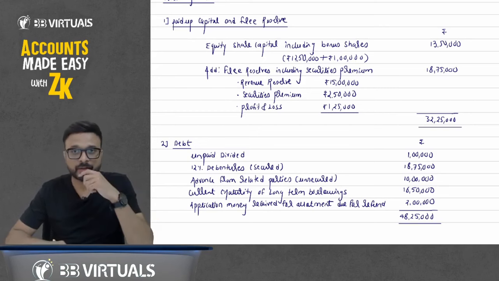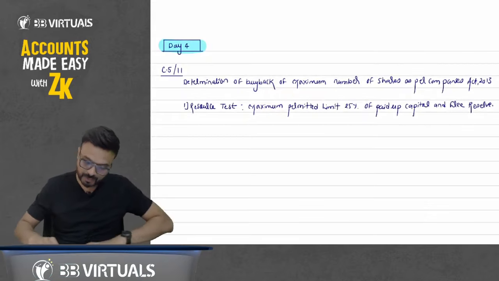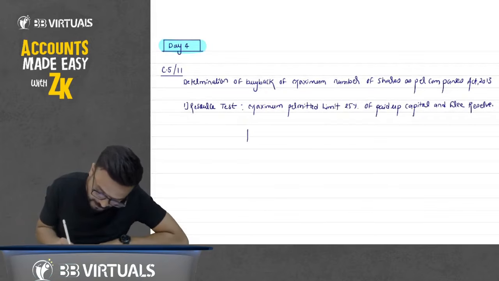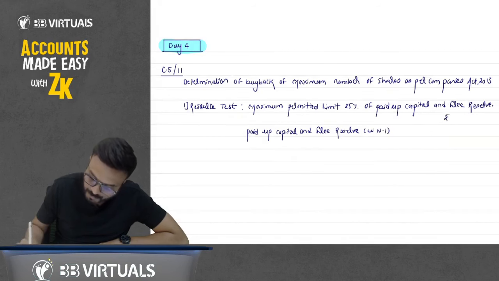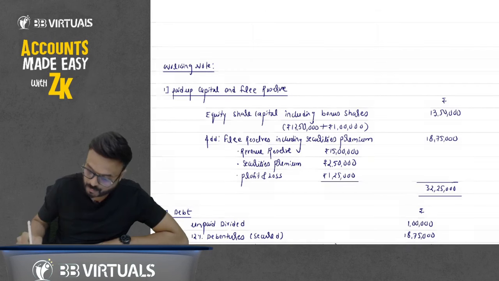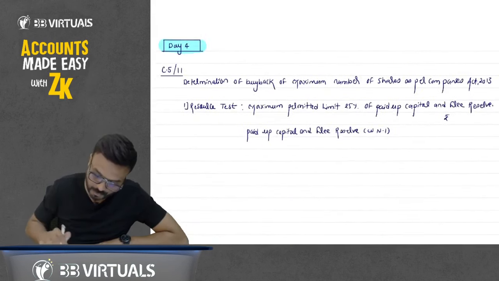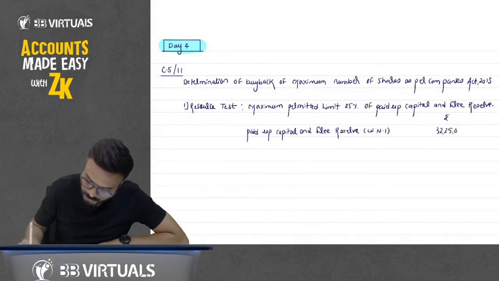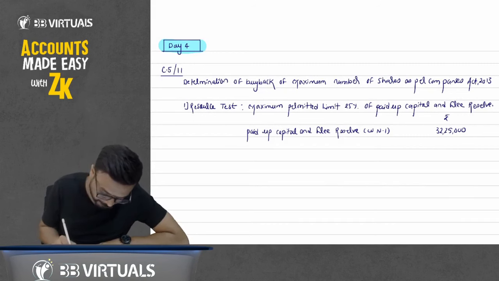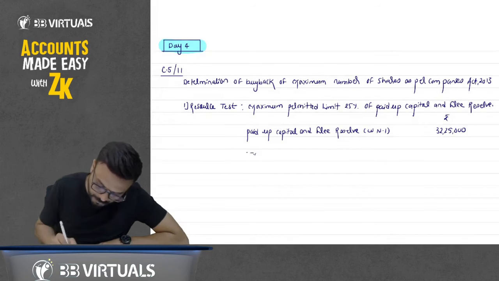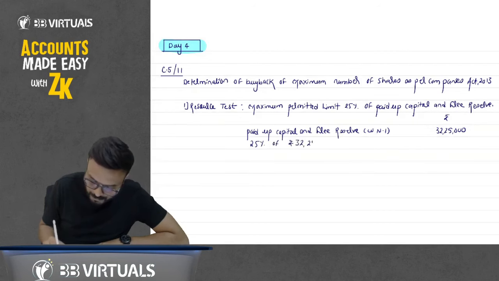Now, come here. First test, that is resource test. So, write down here. Resource test. Write down here. Paid up capital and free reserves. We have calculated it in working note number 1. See in working note number 1, how much is it? 32,25,000. So write down here 32,25,000. Then condition, 25% we can utilize. So 25% of paid up capital and free reserve, 25% of rupees 32,25,000.